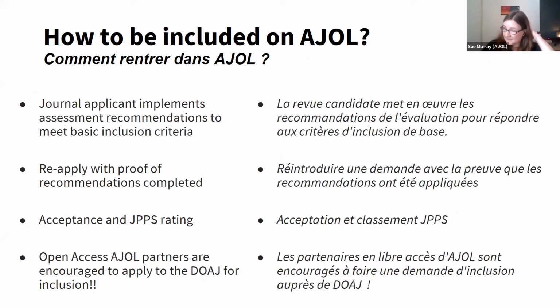It takes quite a long time, this process of inclusion. Once the journal has implemented our recommendations so that they are up to our basic inclusion criteria, they can reapply with proof that they've made those changes. And then they are eventually usually accepted into AJOL. At this point, though, we do screen very carefully to make sure that we don't accept journals with problematic publishing practices. Some people might call those predatory journals. We have to be very, very careful about that, and that's one of the reasons why the assessment takes a long time. It is very in-depth and careful.